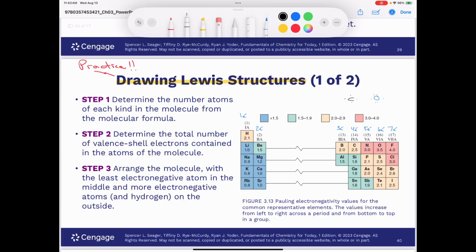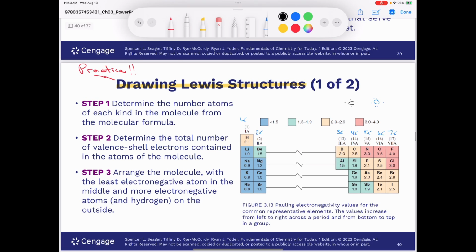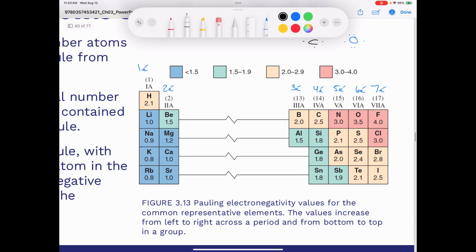Step 3, arrange the molecule with the least electronegative atom in the center, the middle, and the more electronegative atoms and hydrogen on the outside. If you're wondering how to determine the electronegativity, you remember from earlier in this class the pattern that we learned: electronegativity increases going to the right and up. You can see here that fluorine is the most electronegative element in the periodic table, and it decreases from there.